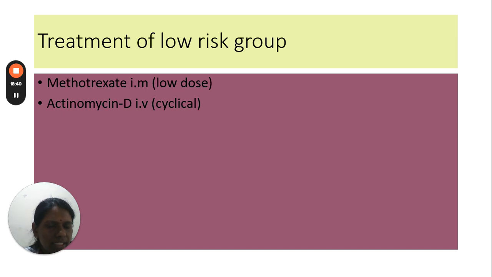With actinomycin D, it is also as effective as methotrexate. It is used for treatment of low risk group of gestational trophoblastic neoplasia. Main adverse effects are alopecia, nausea and nephrotoxicity. With actinomycin D, nephrotoxicity. With methotrexate, bone marrow suppression and hepatotoxicity. These are the main side effects with these drugs.